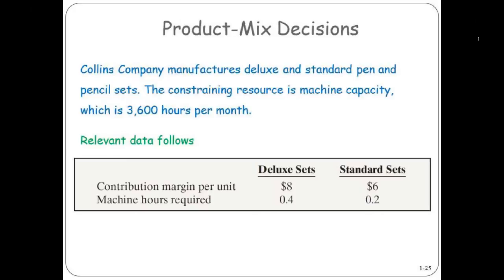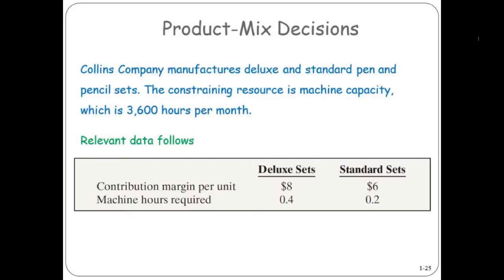We know the contribution margin per unit, and we know the number of hours of machine time each pen and pencil set requires, and because the deluxe set has special etching on it or whatever, it takes twice as much machine time, which is your constrained resource.